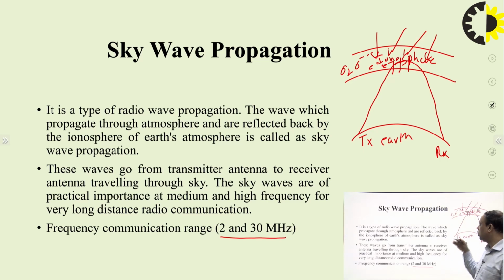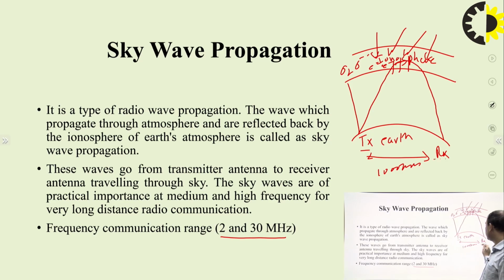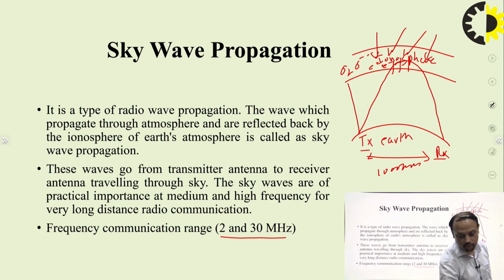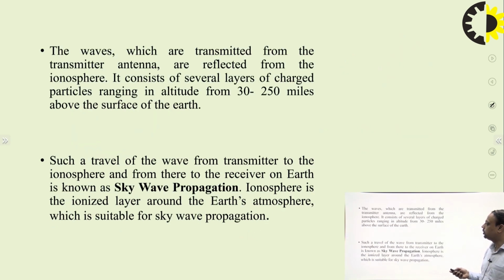So this is the overview of sky wave propagation, in which we use the property of reflection of the wave from the ionosphere to reach the receiver, and this distance is very large. It is in thousands of kilometers, because the height of the ionosphere is very large compared to the Earth's surface. So we can easily travel a large distance from the transmitter to the receiver with the help of these waves. This special phenomenon takes place only in the range from 2 megahertz to 30 megahertz.